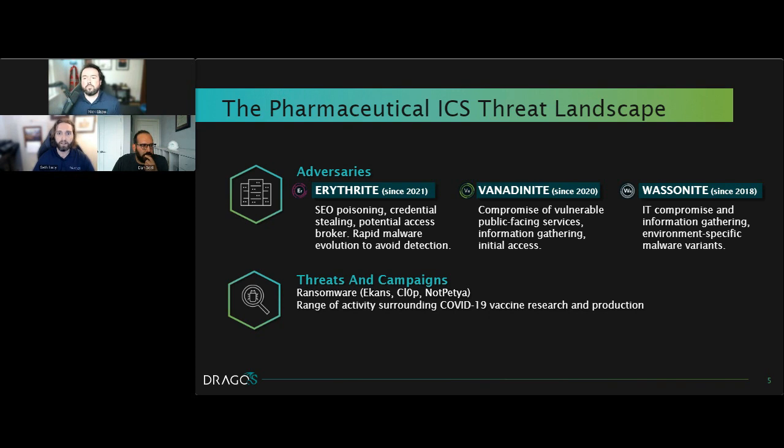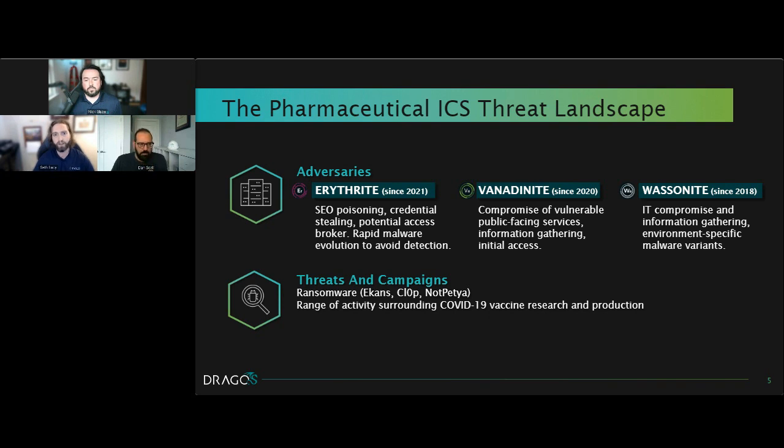The first of those is Aerothreat, which focuses on search engine optimization poisoning and credential stealing, and functions as a bit of an access broker. Essentially they compromise companies and then sell off their access to the highest bidder for whatever follow-on malicious activities they'd like to undertake. One interesting thing about this threat is they rapidly evolve their malware to avoid detection. This is a good example of the limitations on even fresh indicators of compromise when you've got an adversary that's intent on evading detection.